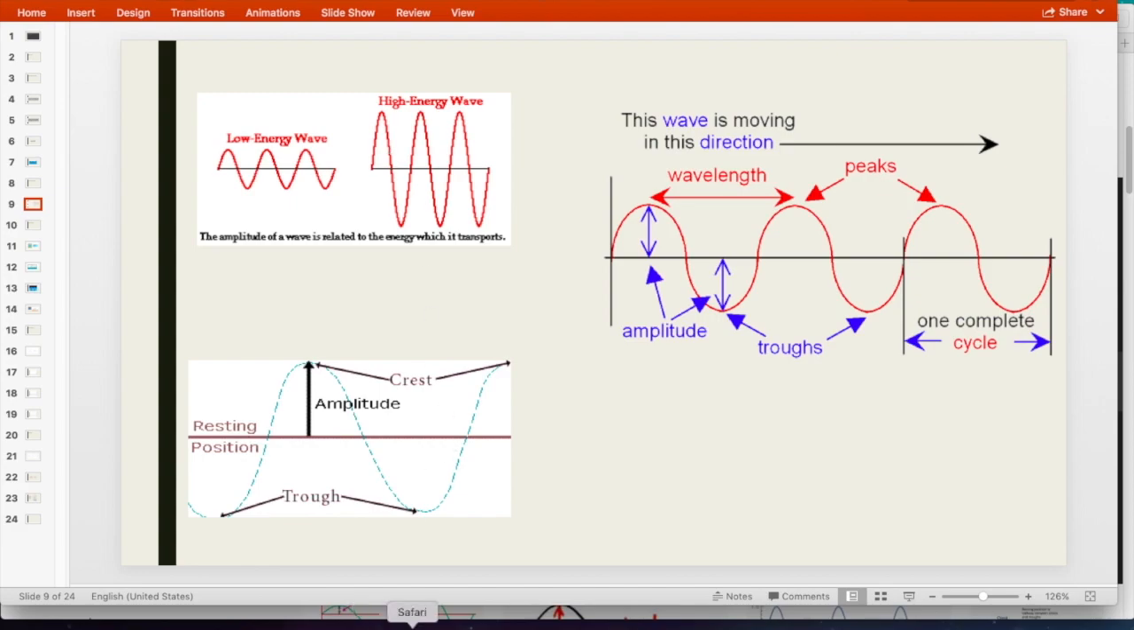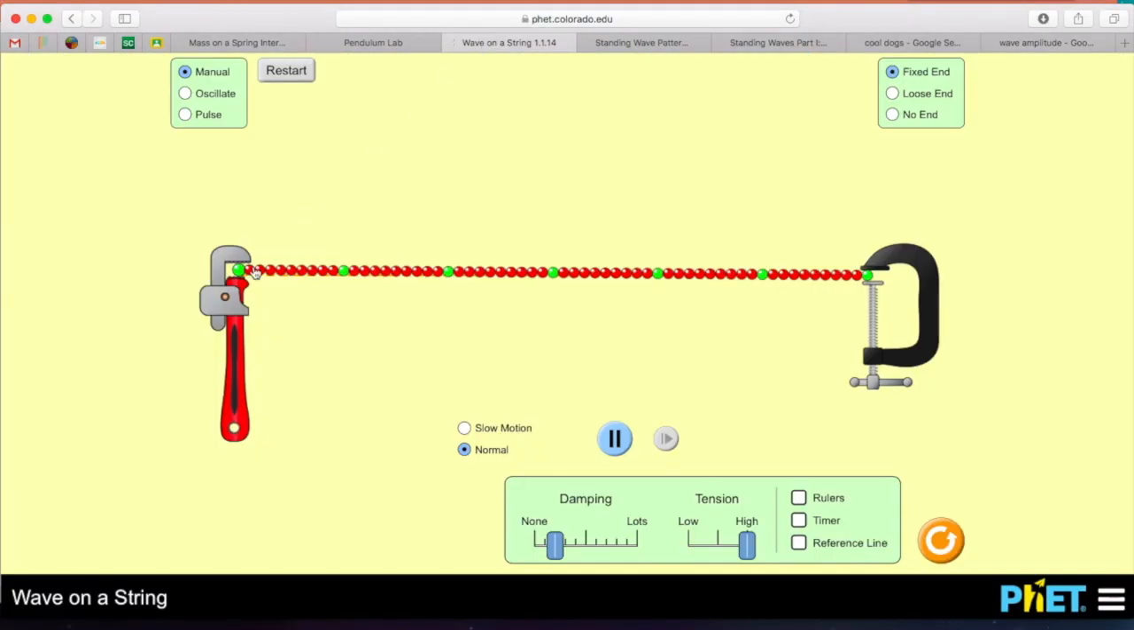I think this is not difficult to understand. Over here on the left, that's a low energy wave. Over here on the right, that's a high energy wave. How do these two waves differ? Their amplitude, right? The one on the right, the high energy wave, has a much higher amplitude. I think that makes pretty good common sense.